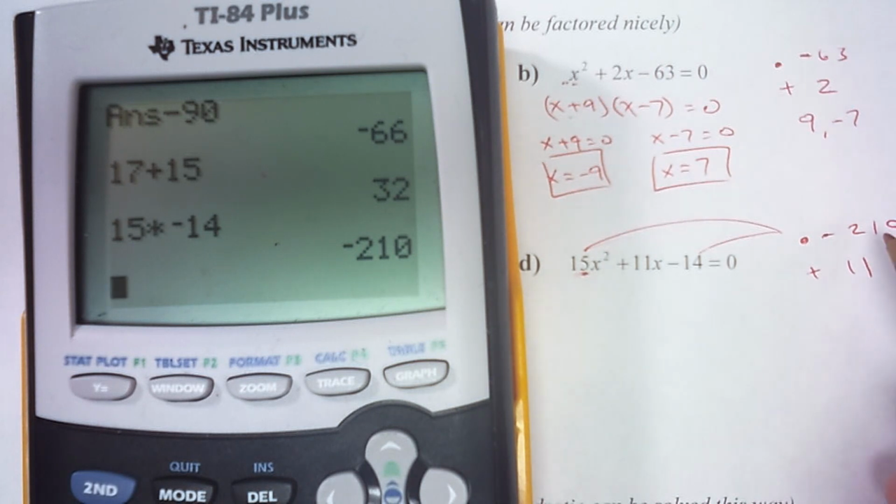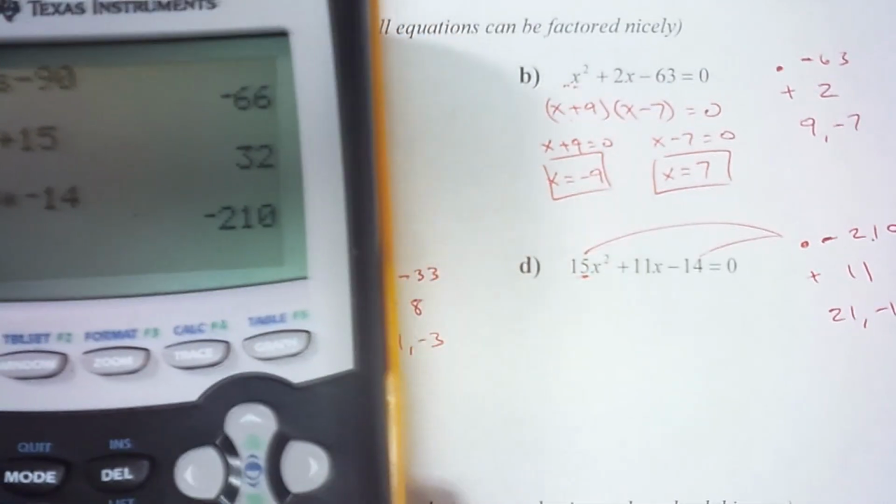Okay, now an easy pair that multiplies to 210 is 21 and 10. Can I make one of those negative so that it multiplies to a negative and adds to 11? There's 21 and negative 10. So 21 times negative 10 is negative 210, and 21 plus negative 10 is 11. Okay, so my two numbers will be 21 and negative 10.